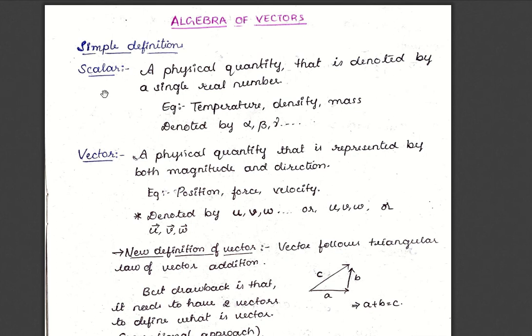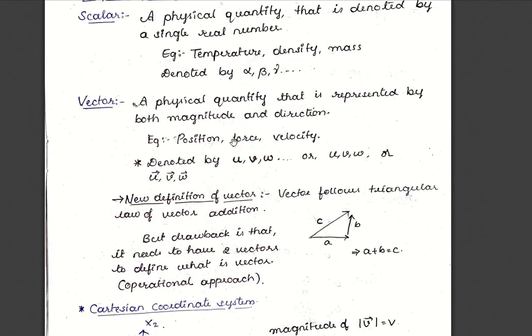In this video, we shall see simple algebra of vectors. In the previous video, we have seen what are scalars, what are vectors, and what are tensors. So, for simple recall, let me give you again the definition of scalar. It is a physical quantity that is denoted by a single real number, or it has only magnitude, the quantity, but no direction. Temperature, density, mass will come under this scalar category, and these are denoted by alpha, beta, gamma, etc.